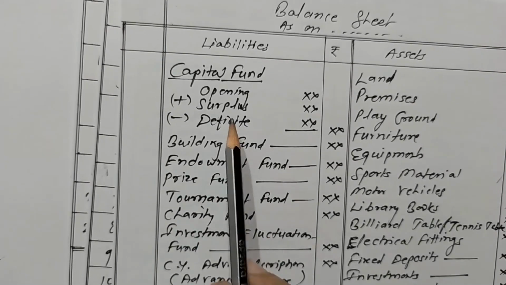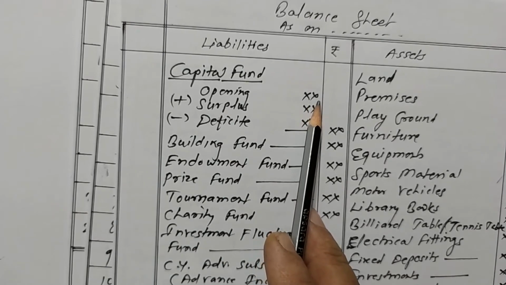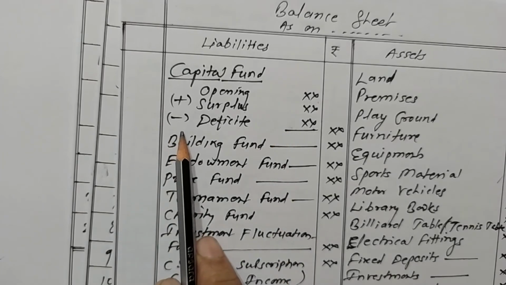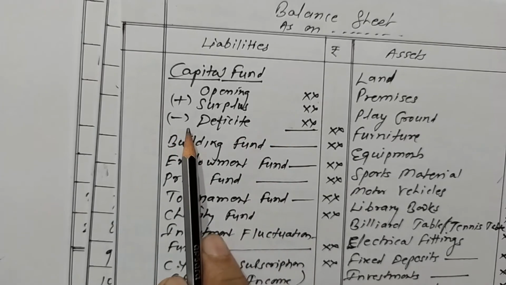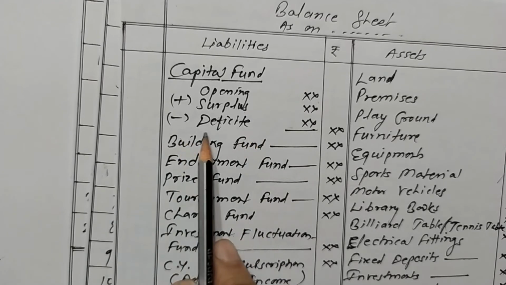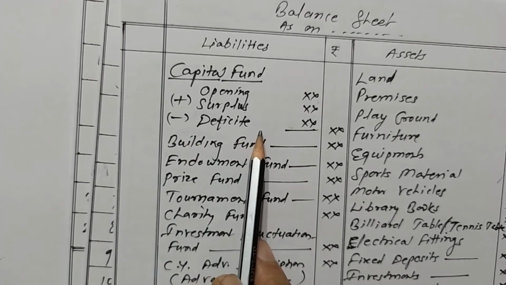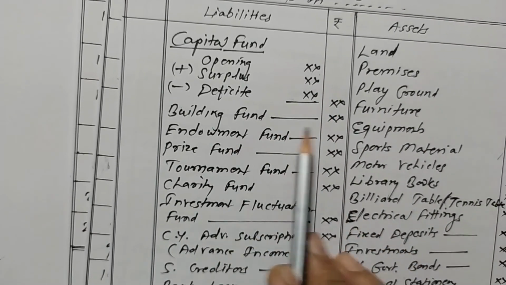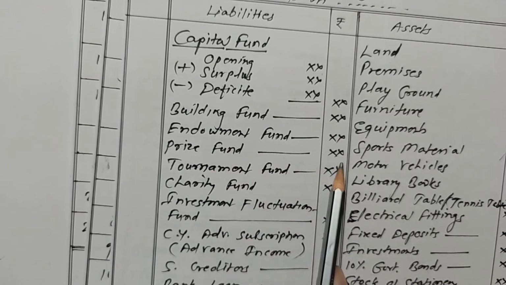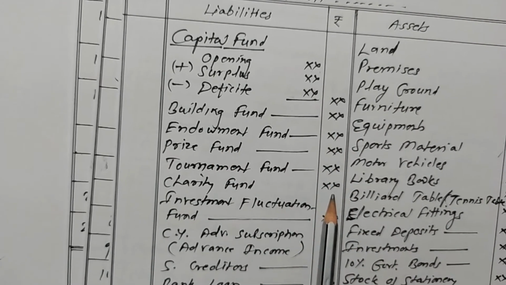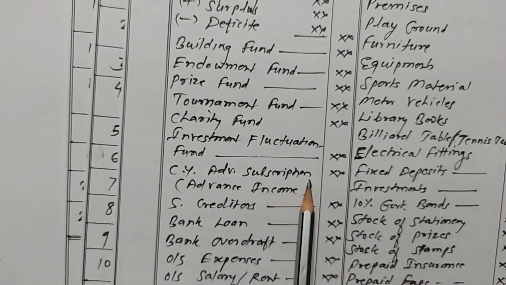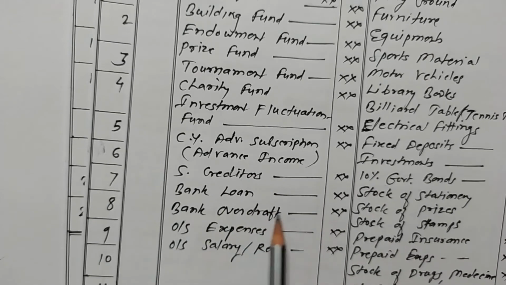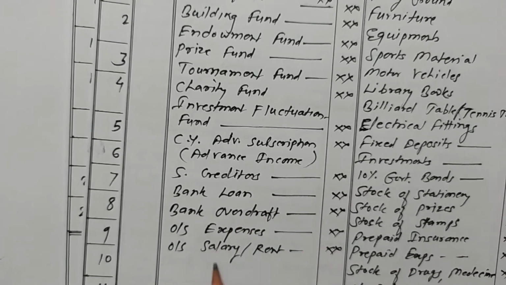The liability side includes the capital fund. Opening capital fund is in the inner column, add surplus, less deficit. Also we have to add capitalization of any amounts, just like capitalized donation, capitalized entrance fees, capitalized legacies. Now the final figure will appear in the outer column. Capital fund, building fund, endowment fund, prize fund, tournament fund, charity fund, investment fluctuation fund. Current year advance subscription is an advance income on the liability side. Sundry creditors, bank loan, bank overdraft, outstanding expenses, just like outstanding salary, outstanding.